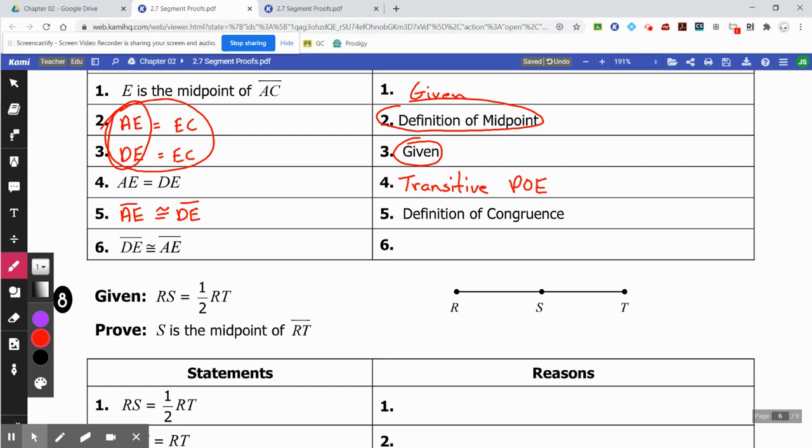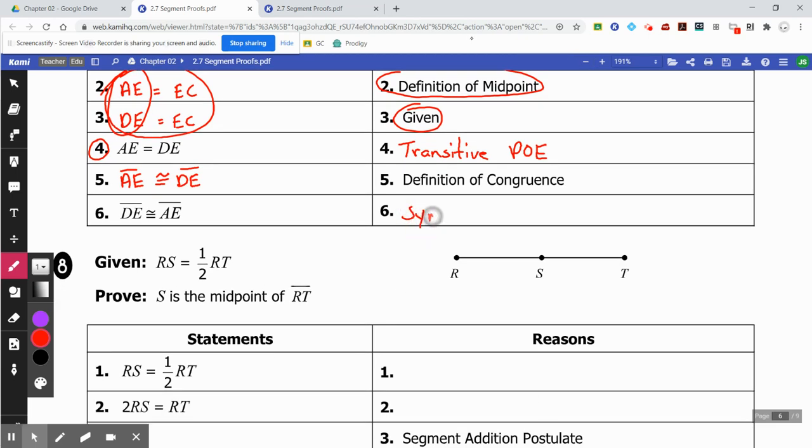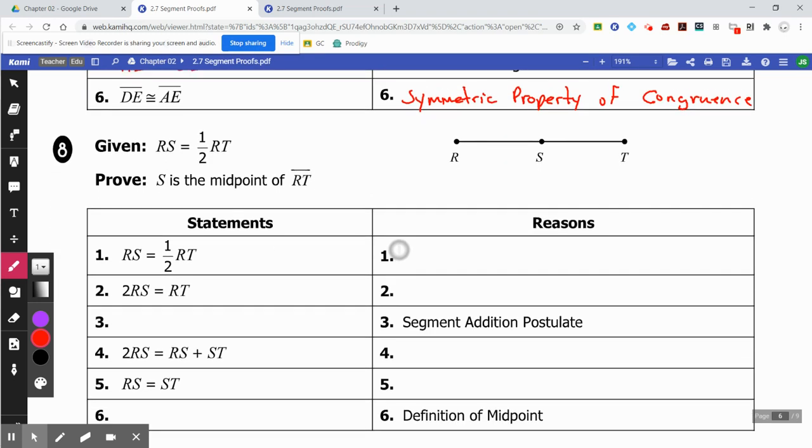I mean, we could have gone ahead and flipped it here and said that DE and AE are the same, but they want you to remember that you also have a symmetric, a transitive, and a reflexive property of congruence. So why can we take AE and DE and flip them around now that they are congruent? That is because of the symmetric property of congruence, not of equality anymore, since you are dealing with congruent symbols. Okay, number 8.